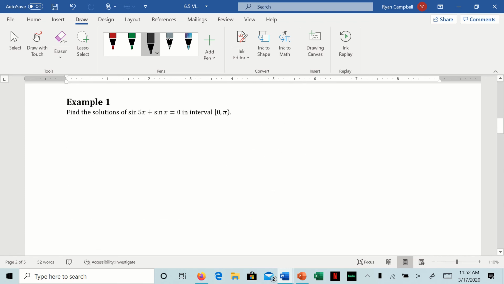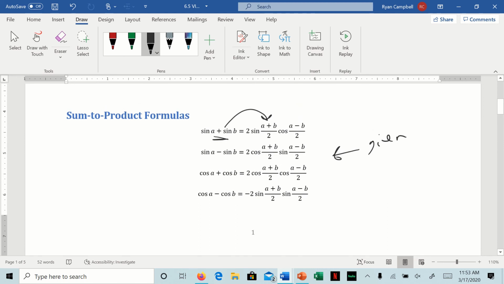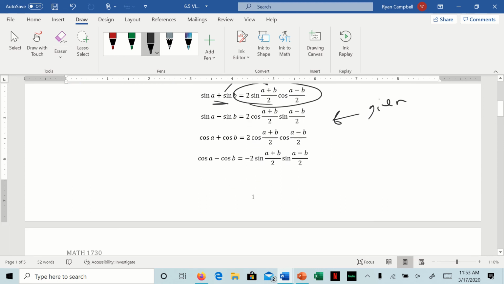All right, so we got 3 examples, and these are basically the exact same things we've been doing so far. We're going to be using our new equation. So we got sine of 5x plus sine of x equals 0. Again, we have a sum equaling 0. That doesn't help us at all. So let's see if we have a sum to product, and we actually do. Here is going to be our sum to product.